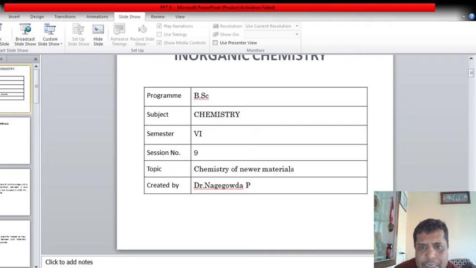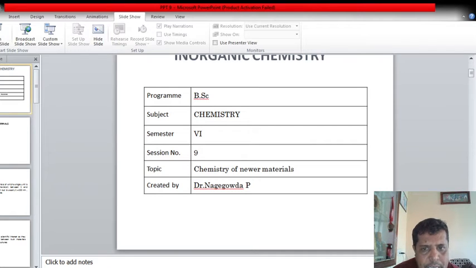Nanomaterials are materials having a single unit. You can take any dimension, any size; it is a single unit sized in one dimension. You can take one material, having only a single unit, and we can consider it as a single unit. It has a size between 1 and 1000 nanometers.